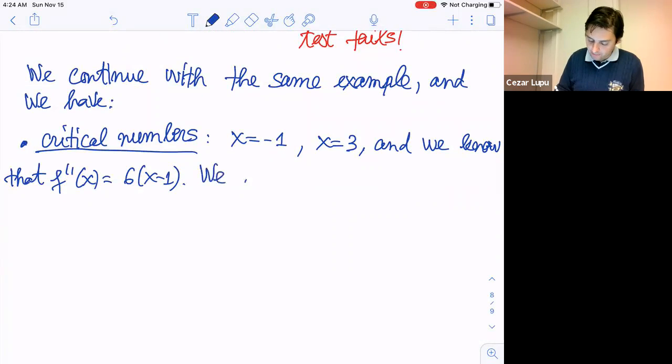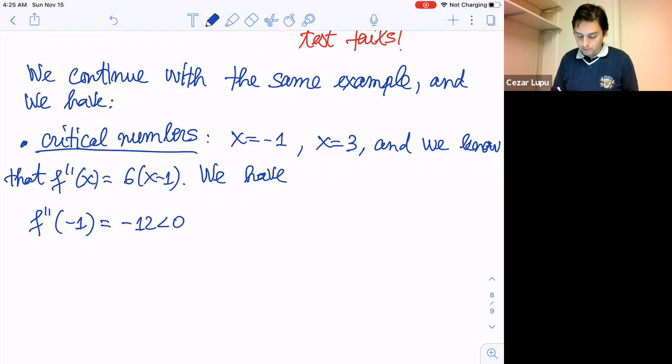So we have that f second prime of -1 is -12, which is less than 0. So this means that the point x naught equals -1 is a relative maximum.